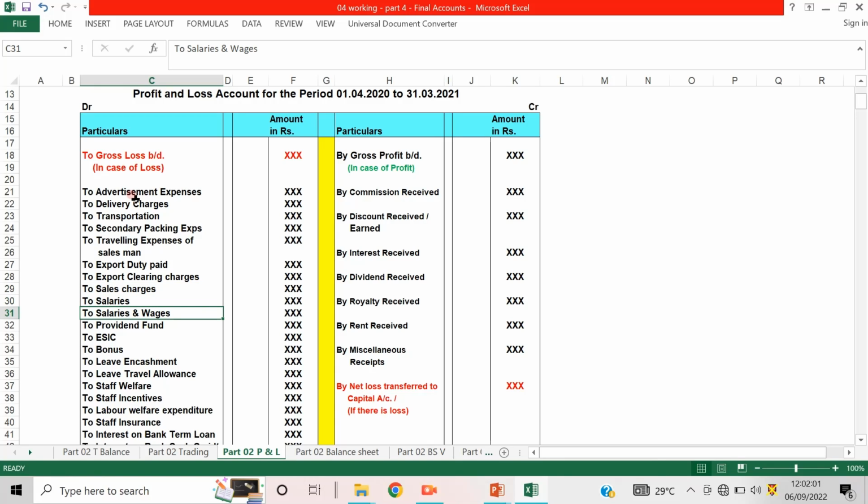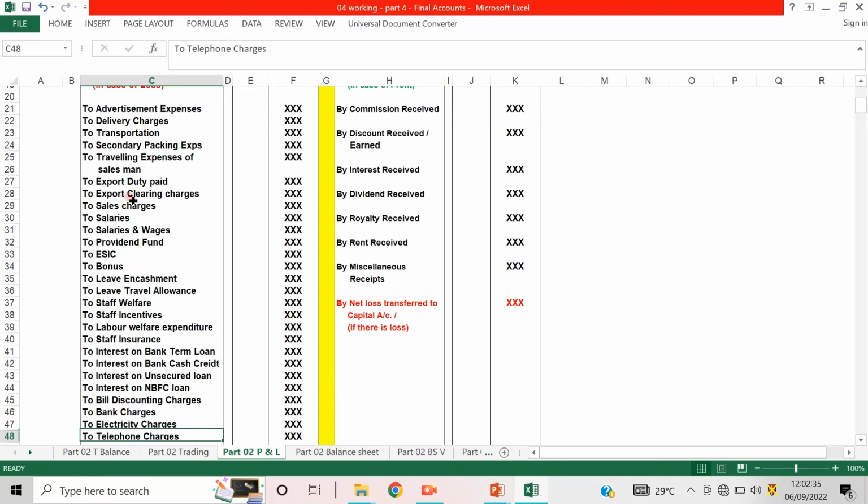salaries and wages, provident fund, ESIC, bonus. ESIC means whatever collected and whatever amount excess paid. Provident fund also, collection less employer's contribution plus admin charges. That excess payment is taken into the debit to the profit and loss account. Then bonus paid, leave encashment, leave travel allowance, staff welfare, staff incentives, labor welfare expenditure, staff insurance. Many things come under this.